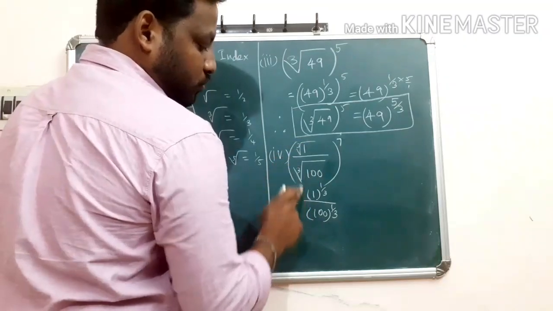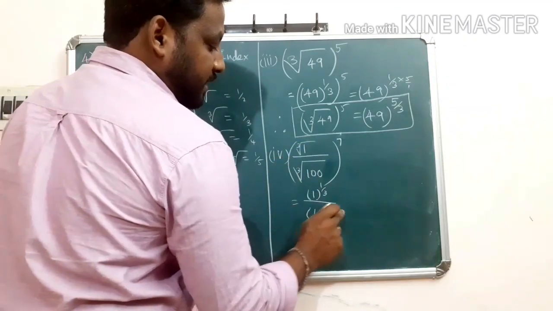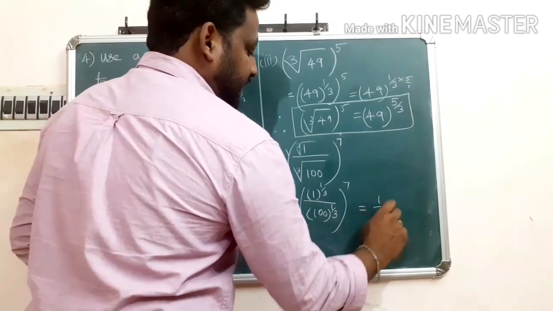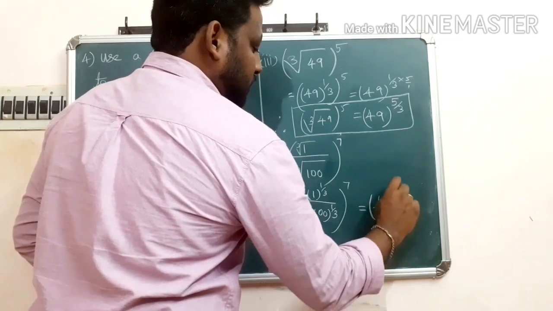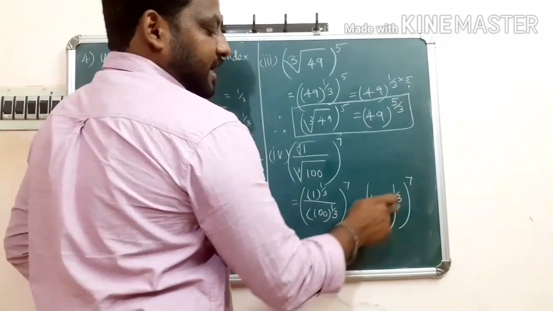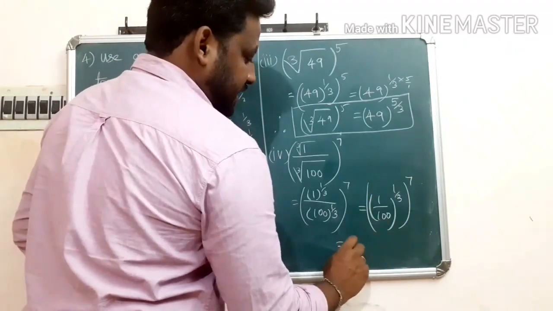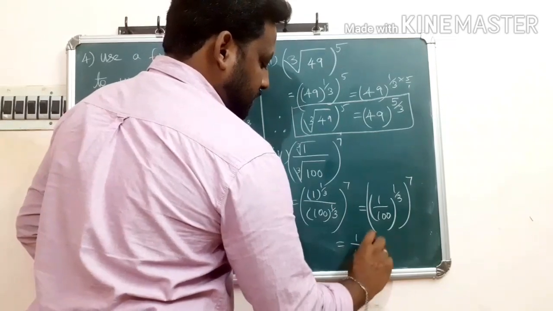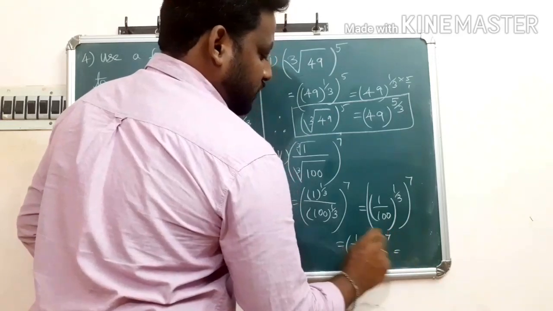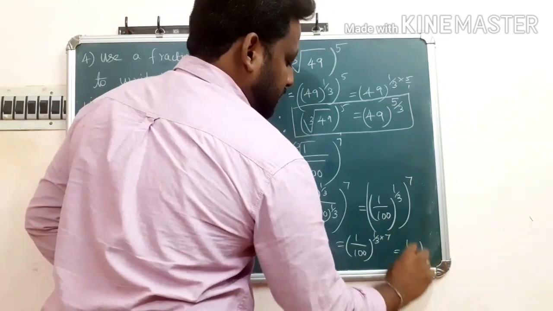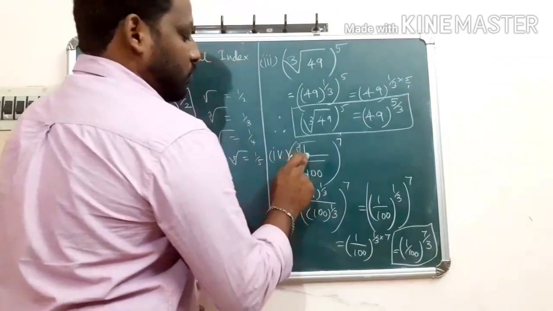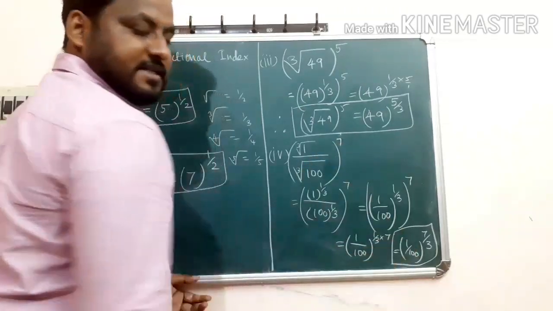So 1 should be taken as cubic root of 1. So common root is there. So 1 by 3 is common. The whole power 7, which is written as 1 divided by 100 the whole power 1 by 3, again the whole power 7. Now a power m the whole power n is written as 1 by 100 the whole power 1 by 3 into 7, that is 7 into 1, 1 by 100 the whole power 7 by 3. So this is the value of 1 by cubic root of 100 the whole power 7.